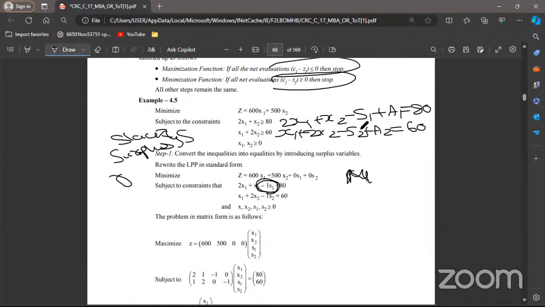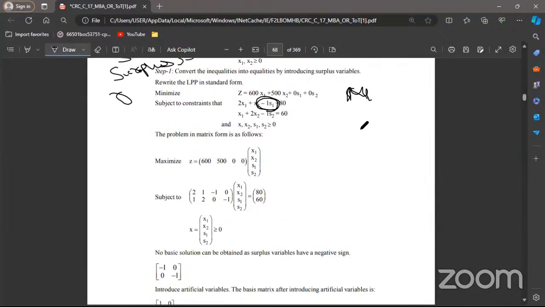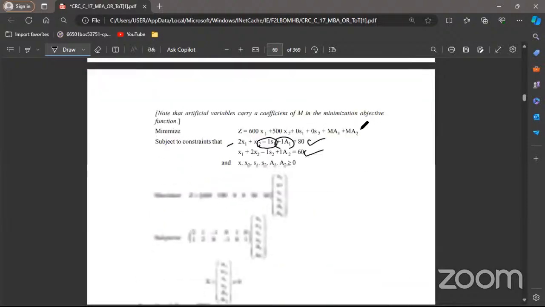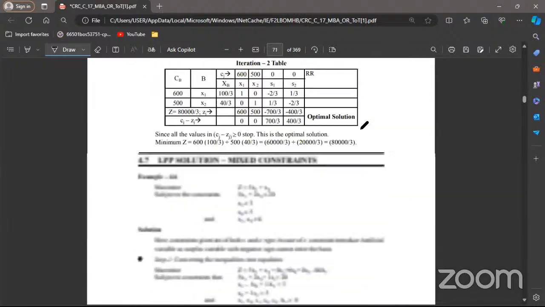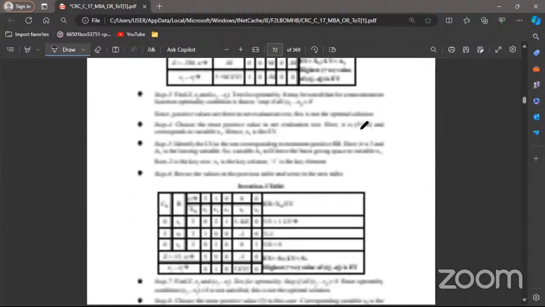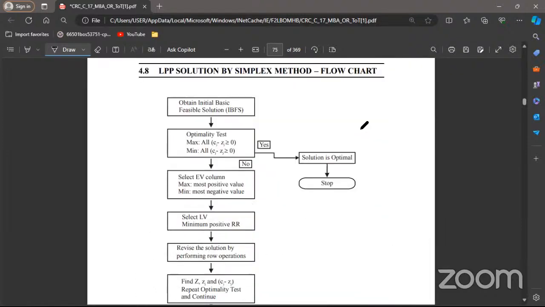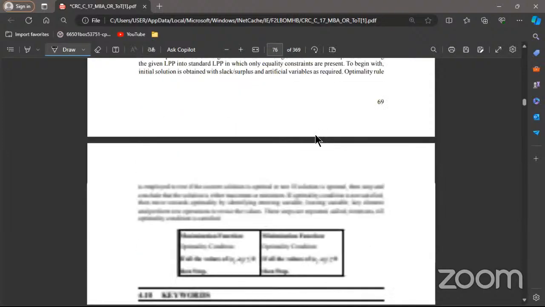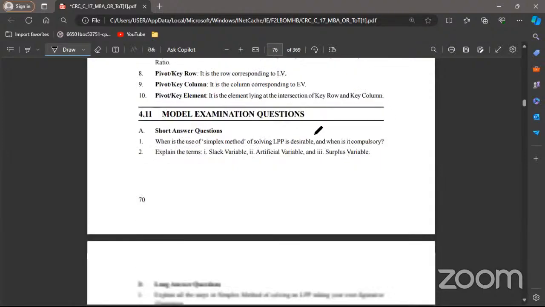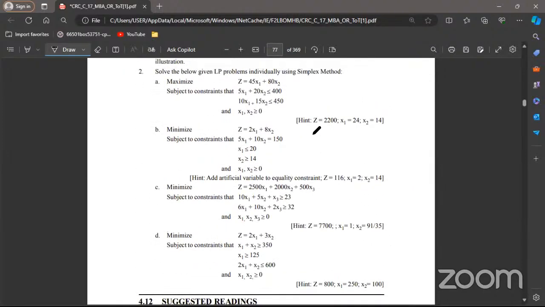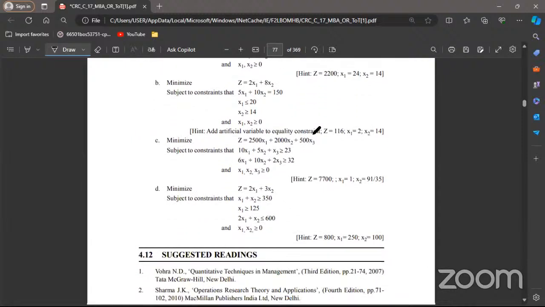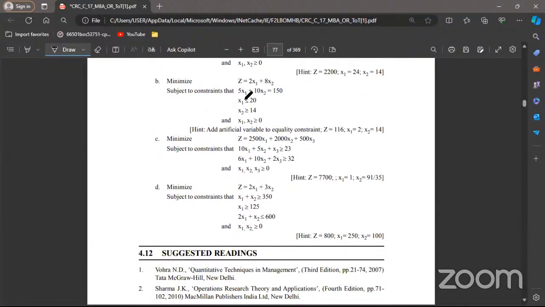Even if it is a mixed criteria, it doesn't matter at all. One minute, I'll just change the numbers and show you the mixed constraint flow chart. Shall we take up this problem? So this becomes a mixed problem.